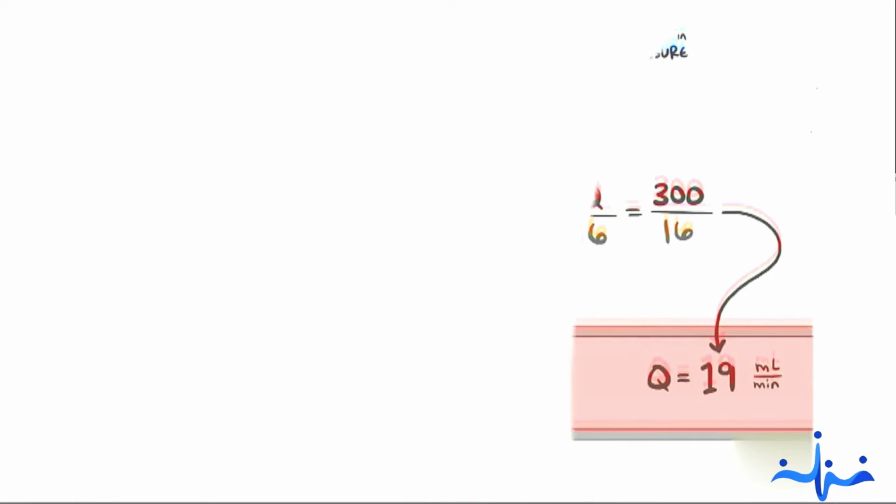So that's how resistance works for a single vessel. But what if you have a bunch of different sized vessels in a row, each with their own resistance, and you wanted to figure out the total resistance?